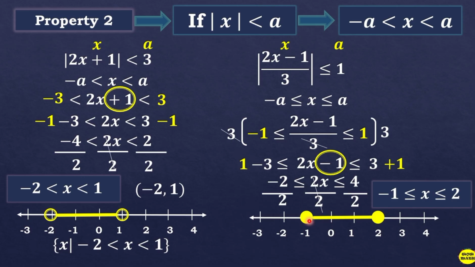So, kapag ginawa natin siya ng set notation, we have negative 1 to 2. Bracket siya pareho kasi pareho siyang shaded. Pareho siyang part of the solution. So, brackets po ang gagamitin natin ha, unlike this, na parehong parenthesis. Or you can make use of this. The set of all x such that x is greater than or equal to negative 1 but less than or equal to 2.